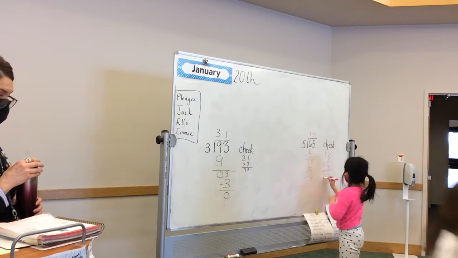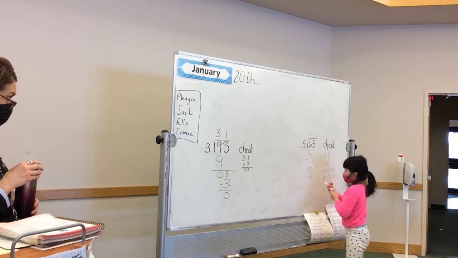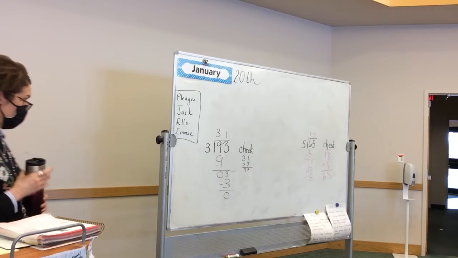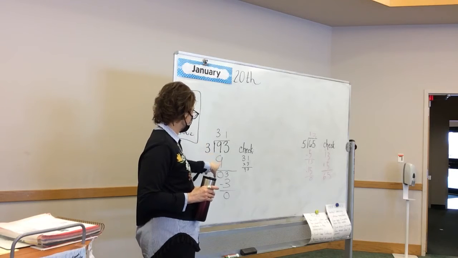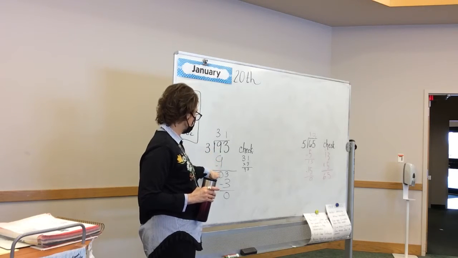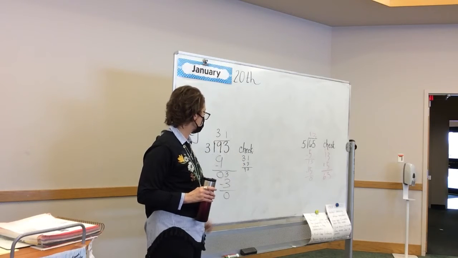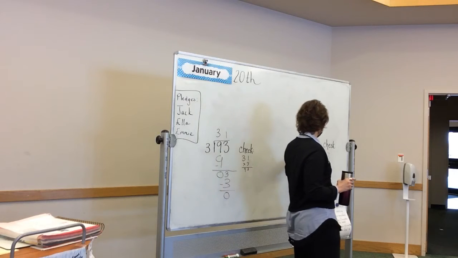Beautiful. All right, so 93 divided by 3. 3 goes into 3. 3 times 3 is 9. Subtract, 9 is 0. Take down the 3. Subtract, 3 is 0. 31 times 3 is 93. Very good. 65 divided by 5.